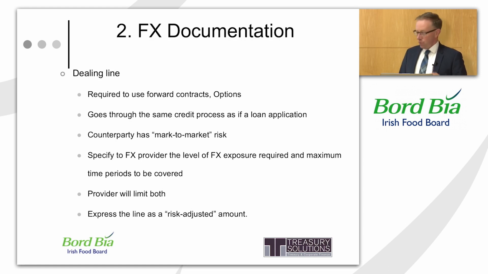The last thing you do in this space is that when the bank or the provider of the currency says we will allow you to do so much forward for so many months, they express that dealing line as what they call a risk-adjusted amount. I'm flagging it here in case you see it, because quite often you might want to do, as I said, 2 million sterling for 12 months. That might be in the facility agreement or the loan agreement or the letter that they write to you to confirm this. That might say that's a risk-adjusted amount of 200,000.